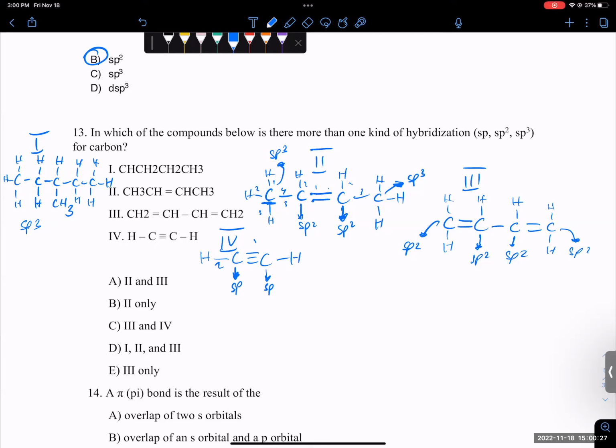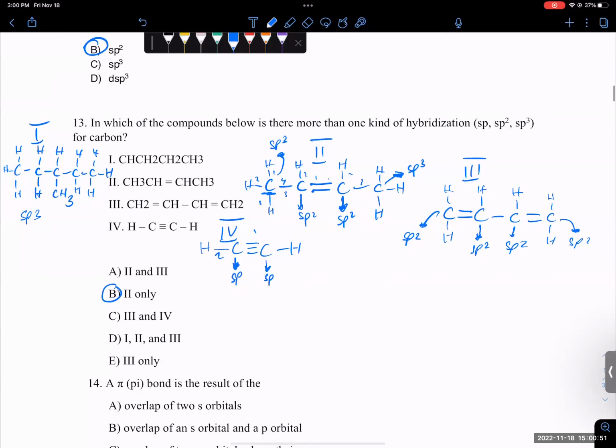All right, so we got SP2s and SP3s in number two, whereas for one, everything was SP3. Three, everything was SP2. For four, everything's SP. So what's our correct answer? I mean, people said it before. So yeah, it's B. Only two has inconsistent hybridization. So some are SP3, some are SP2. Questions about that?